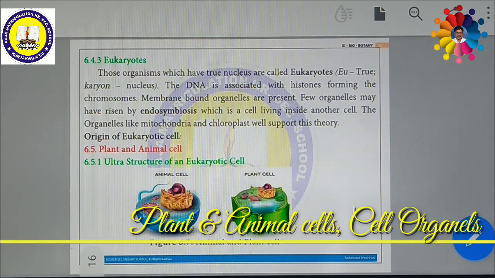Students, now we are going to see about plant cell and animal cell. Now look at the picture. This picture will help us to understand about the plant cell and animal cell. This is animal cell, this is plant cell.